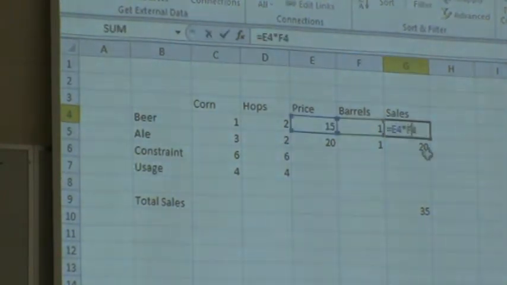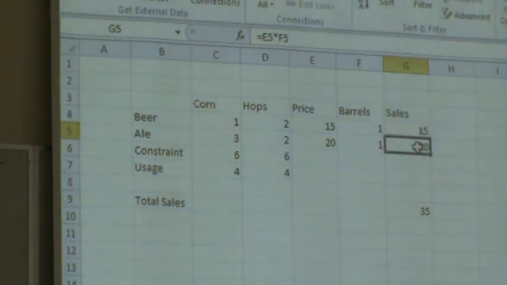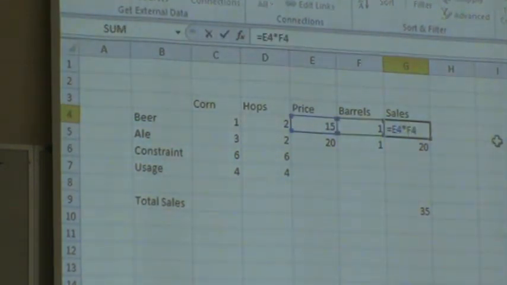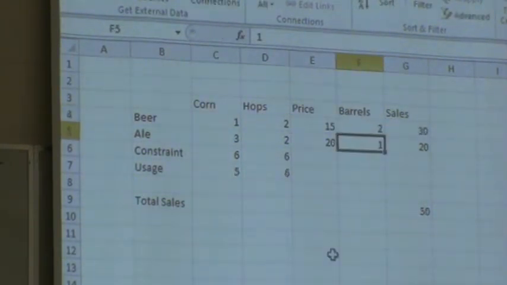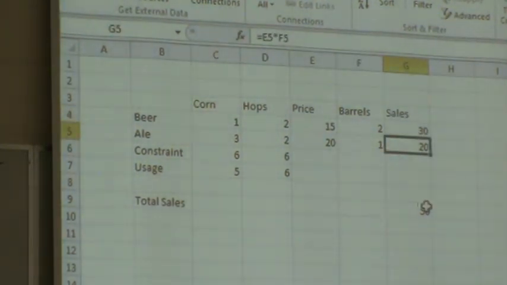The sales is going to be a formula. So the sales will be the price times the number of barrels we make. Same thing is true for L, same formula. Okay, so we're just multiplying the price times the number of barrels we make. And I could put as much as I want. I could say, well, if I sold 2 barrels right here, I've made $30 in beer, $20 in ale, for a total of $50.